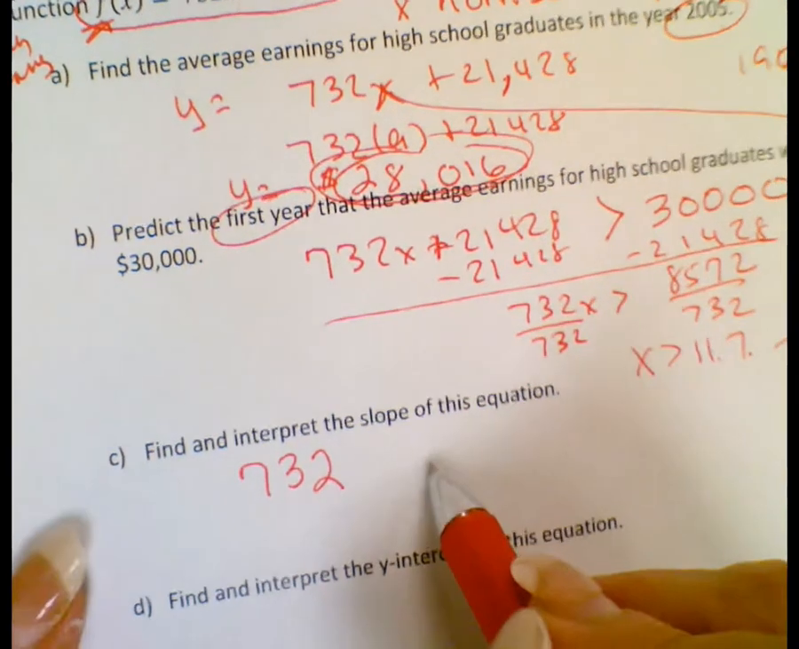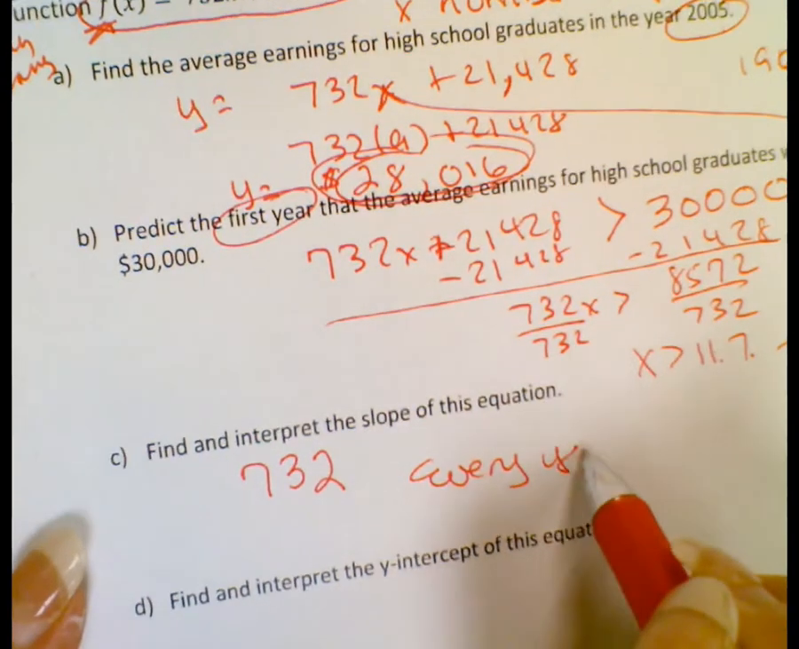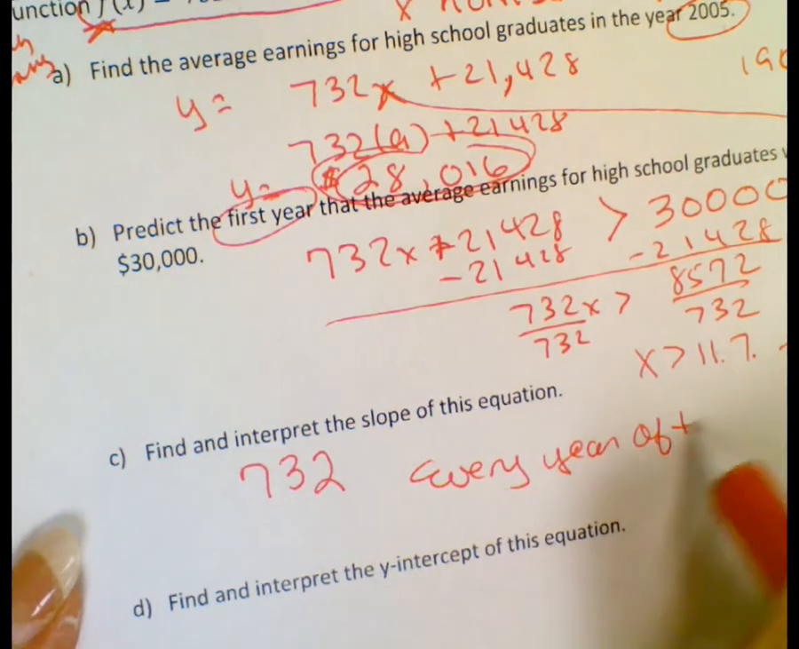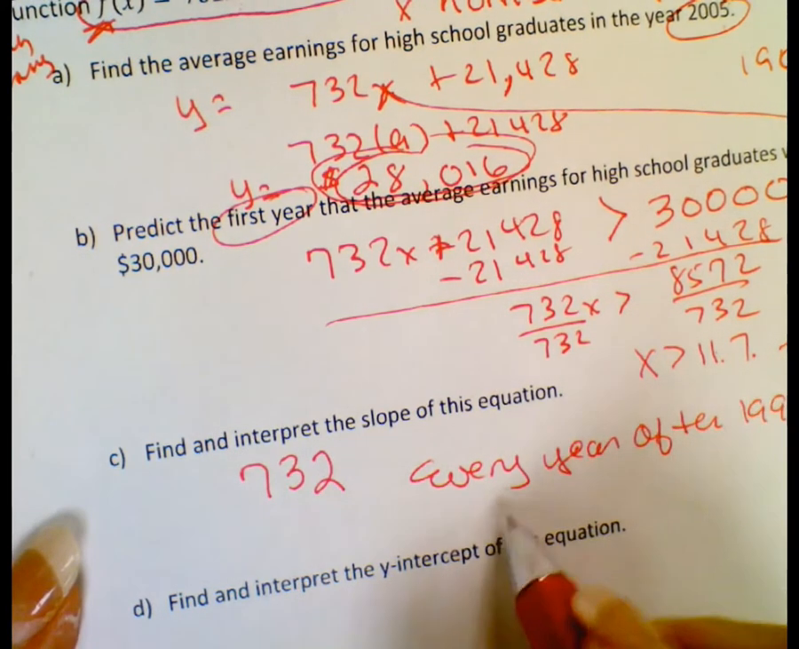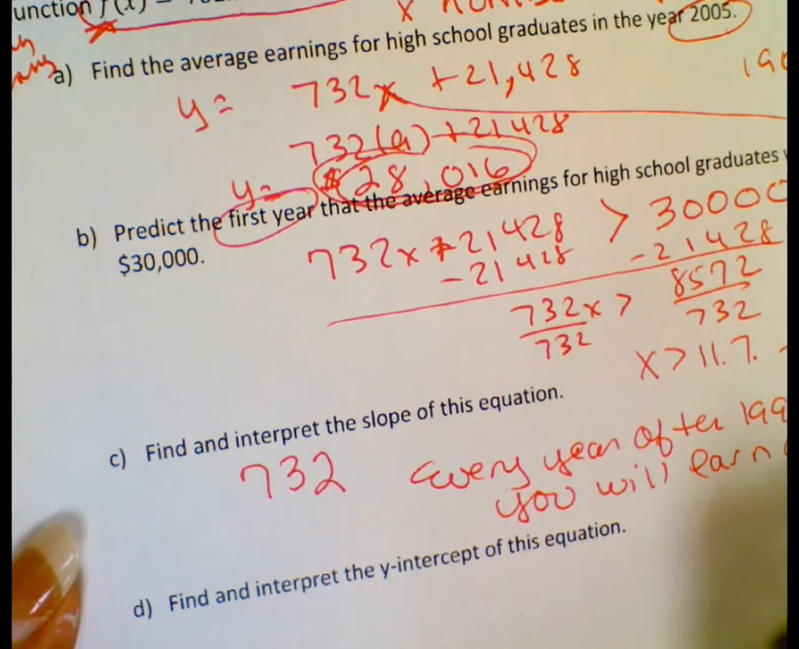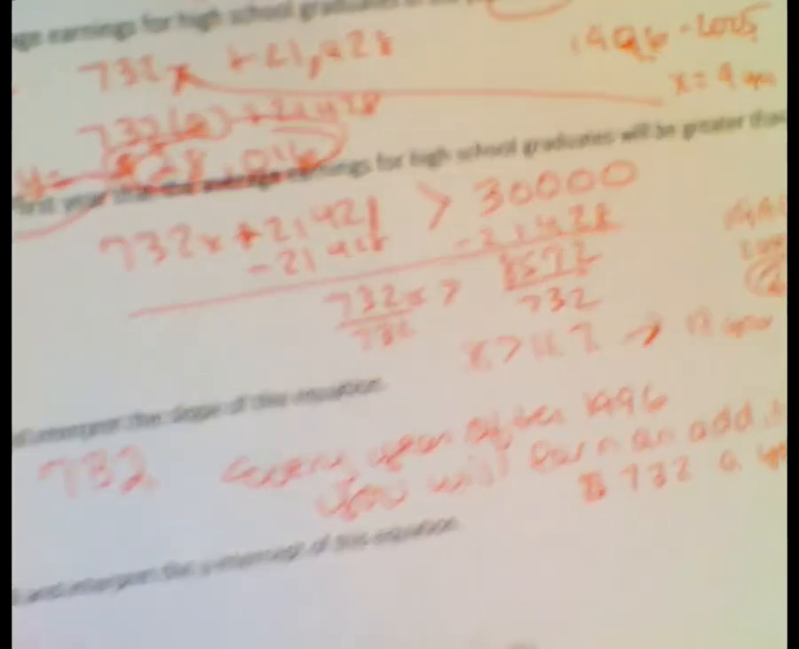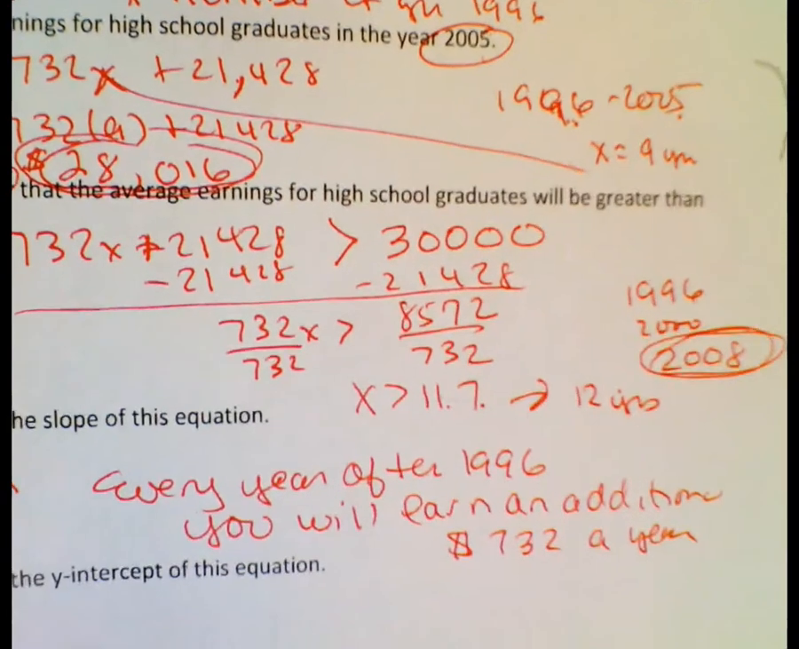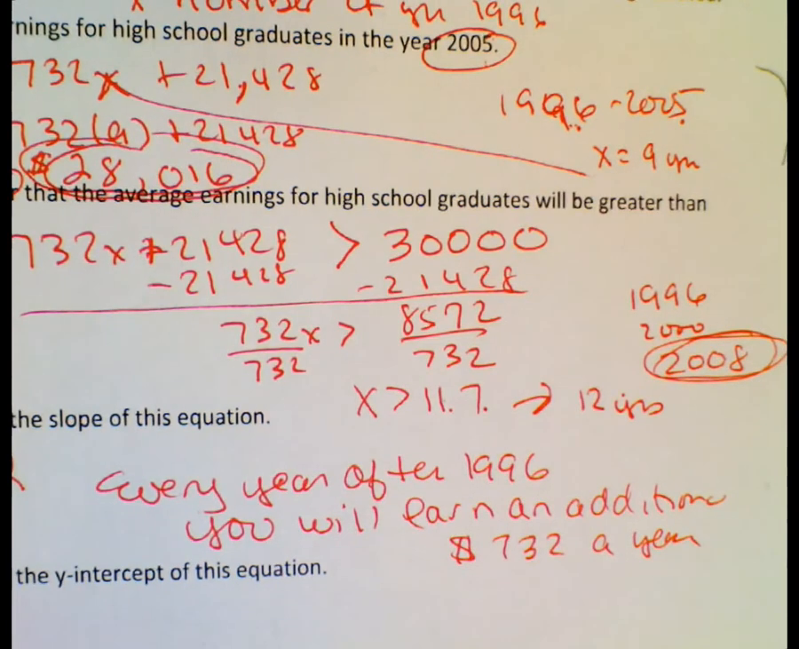So basically, for every year after 1996, you will earn an additional $732 a year. So that's kind of like what people call raises, promotions. So every year you go in and meet with your boss, they go, you've been a great employee, we're going to give you a $732 bonus every year after this. So that means you're making $732 more than you were the year before.